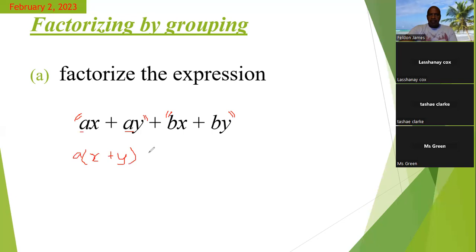And then now, keeping the plus sign in between them, we factorize the next pair. The common factor for the next pair would be b. Pull out the b, and divide each term by b now. So we have b into bx, gives you just x. Plus b into by, gives you y.